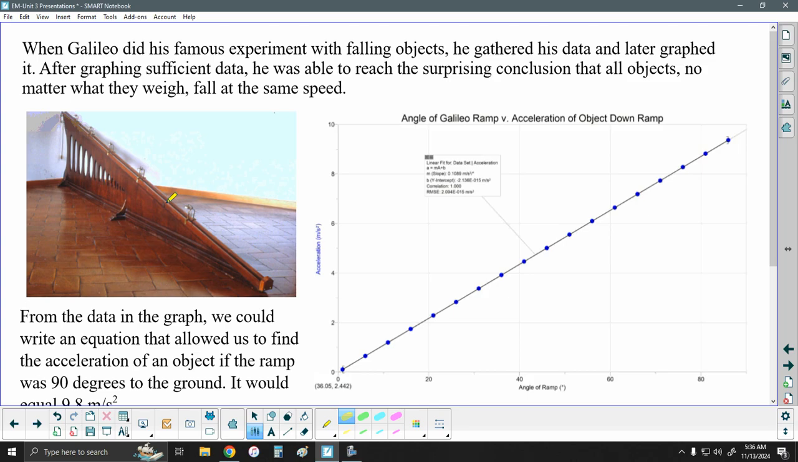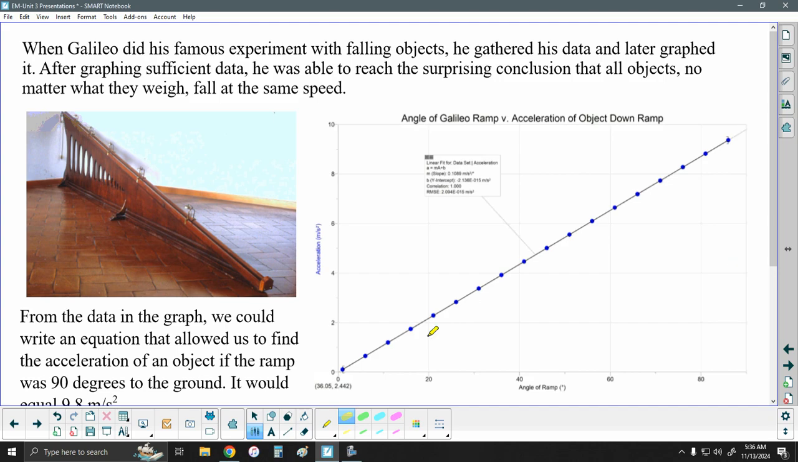And so we can see some data that he would have gotten. For the angle of the ramp versus the acceleration, we can see that they do increase together. And so what he would be looking for in this gravity experiment is what would be the acceleration when the angle of the ramp got to 90 degrees.